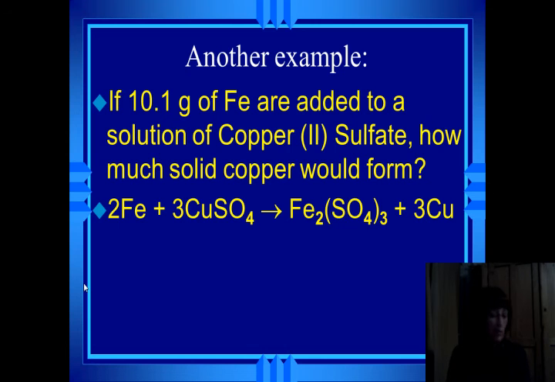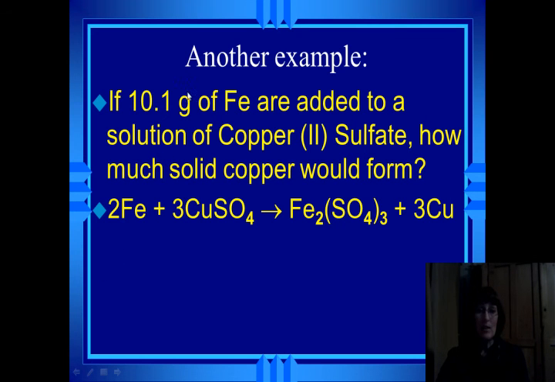One more example, and this one's going to be really important to you, especially when you do the lab that we're doing, I think it's tomorrow. So, if 10.1 grams of iron are added to a solution of copper 2 sulfate, how much solid copper would form? So your balanced chemical equation is written out for you.